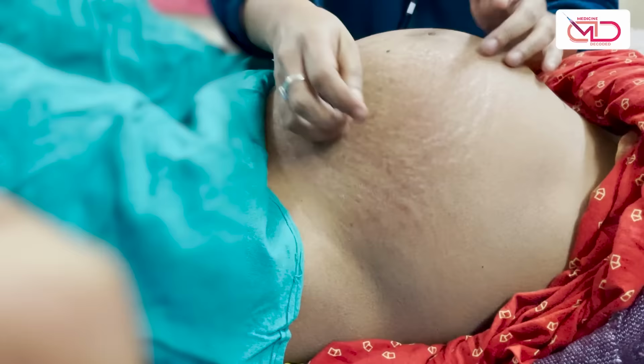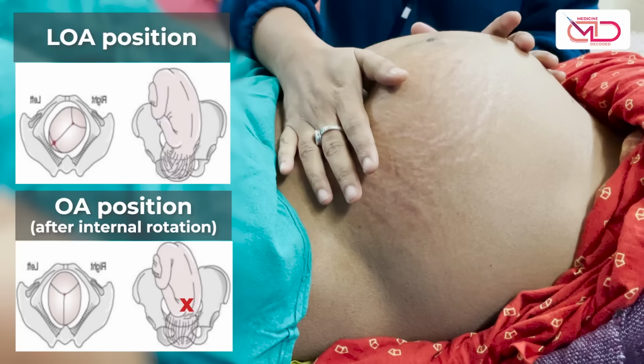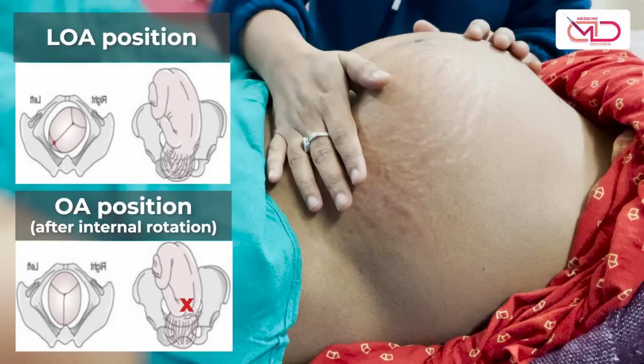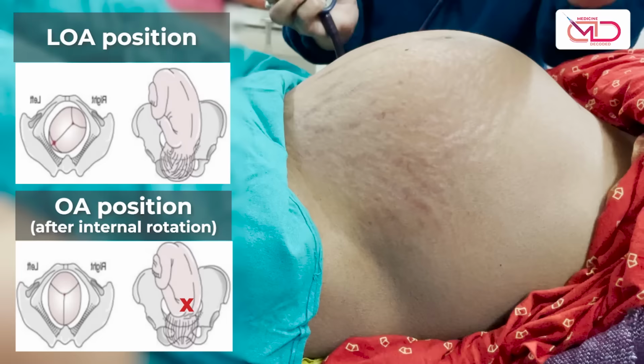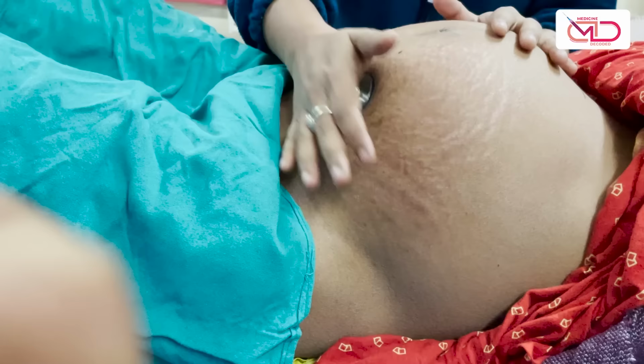Now, as the head goes down into the pelvis, you see, the fetal heart rate also moves towards the midline and downwards. Now I can hear it here, best. This means the head has gone down deep into the pelvis and it is LOA position, left occipital anterior. Now let us hear with Doppler and auscultate for a full 1 minute.